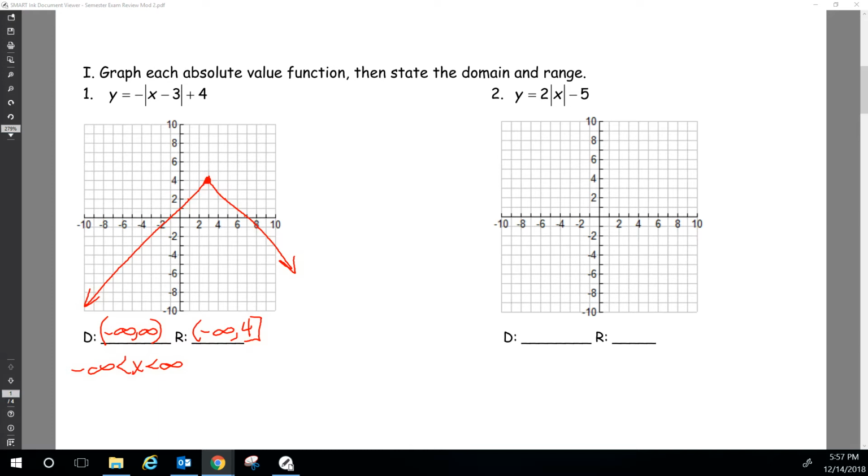For number 2, notice we didn't shift it to the left or the right, but we are shifting it down to negative 5. And this time we're opening up, but we're opening it up by a factor of 2. So for every one I go over, it's going to go up 2. Look kind of like this. Domain again is negative infinity to positive infinity. Range this time we've got a minimum point, so we're going to go down to negative 5, that's where it starts, and then your y values go on and up forever to infinity.